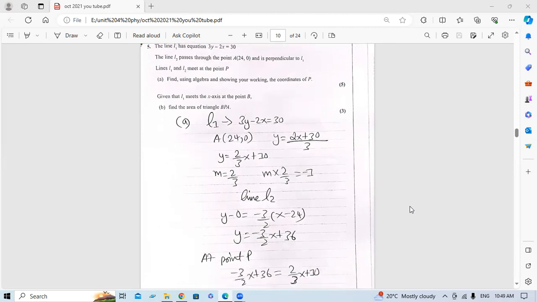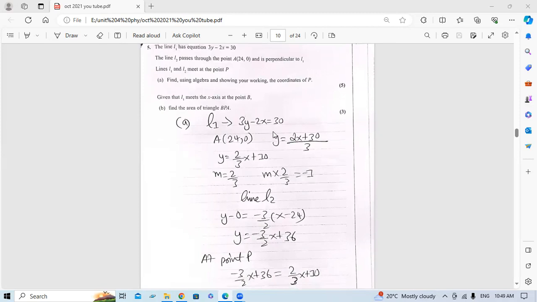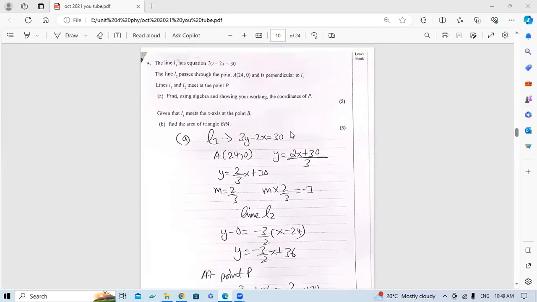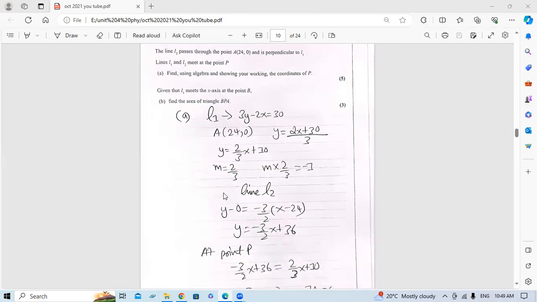L1 has an equation already given in the question, 3y minus 2x equals 30. At point A, it has coordinates (24, 0). Y will be (2x plus 30) by 3, and we can write it as 2 by 3 x plus 10, which is our equation in the form y equals mx plus c. So m will be 2 by 3.